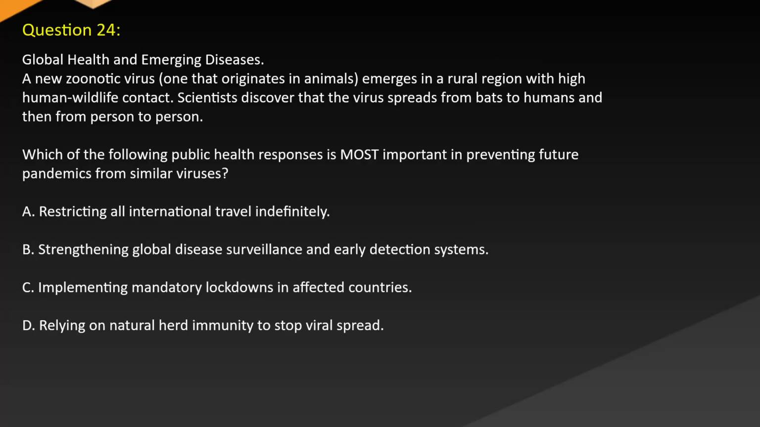Question 24. Global health and emerging diseases. A new zoonotic virus, one that originates in animals, emerges in a rural region with high human-wildlife contact. Scientists discover that the virus spreads from bats to humans and then from person to person. Which of the following public health responses is most important in preventing future pandemics from similar viruses?